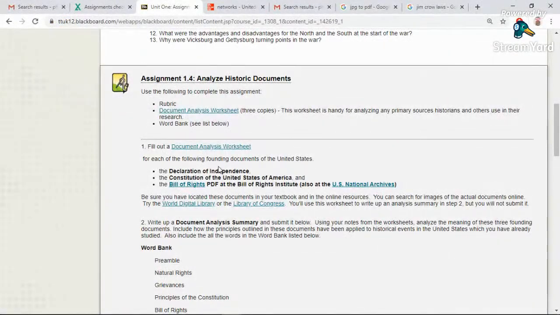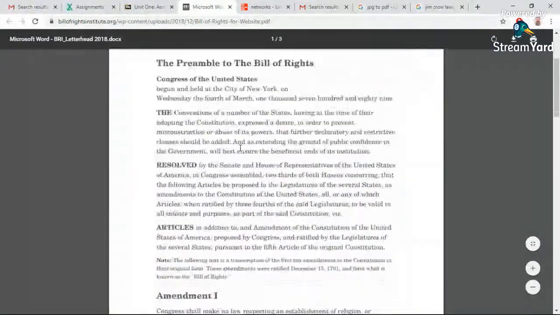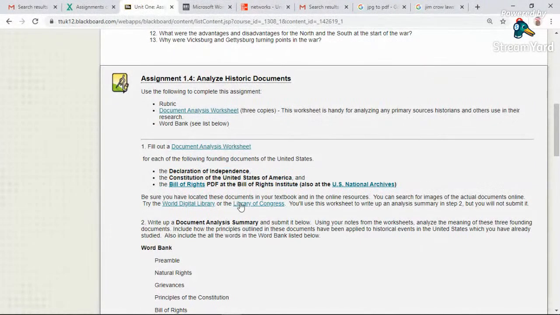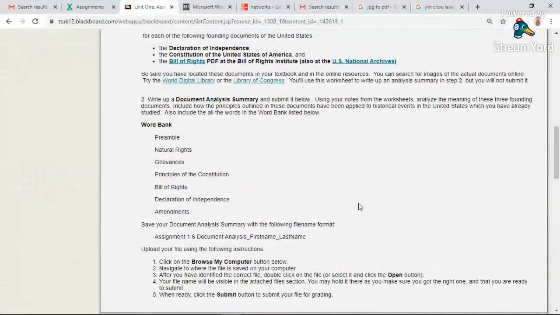For each of the following documents, you need to do one of those for each one of them: the Declaration, the Constitution, and the Bill of Rights. There's the Bill of Rights right there. Be sure you have located these documents in your textbook and in online resources. Okay, cool. So write up a document analysis summary and submit it below.